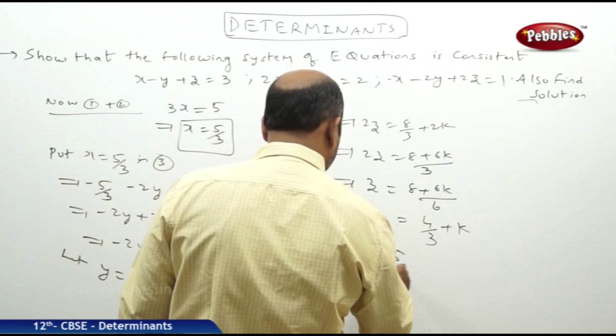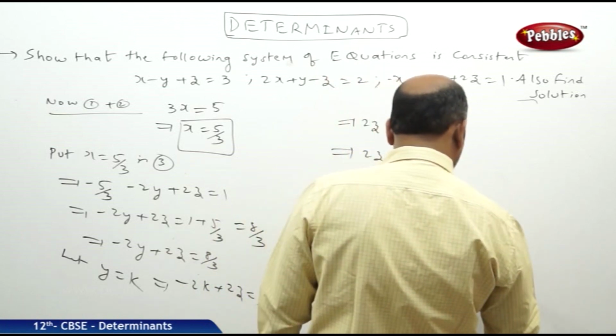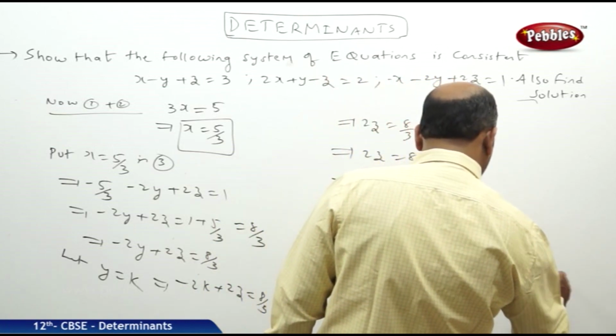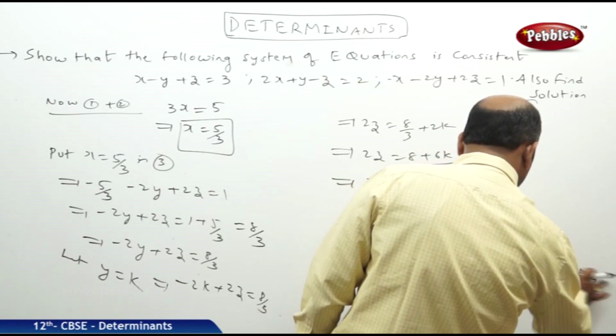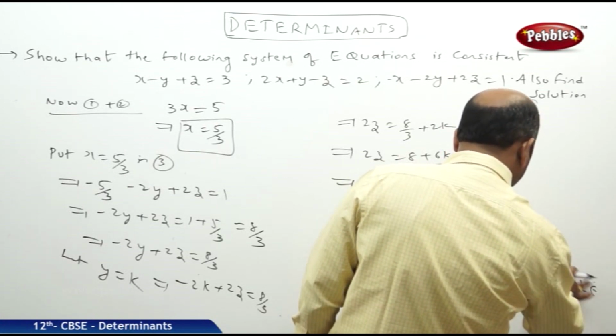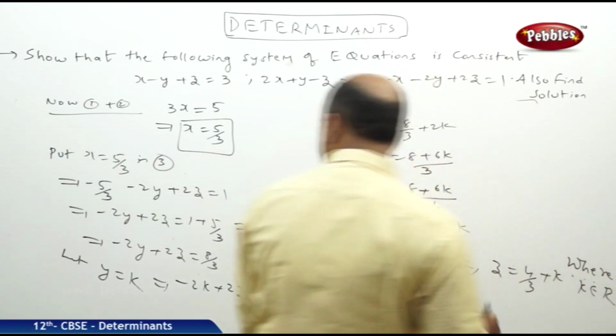Therefore, we got x is 5 by 3. I assumed y as k and I got z is equal to 4 by 3 plus k, where k belongs to capital R.